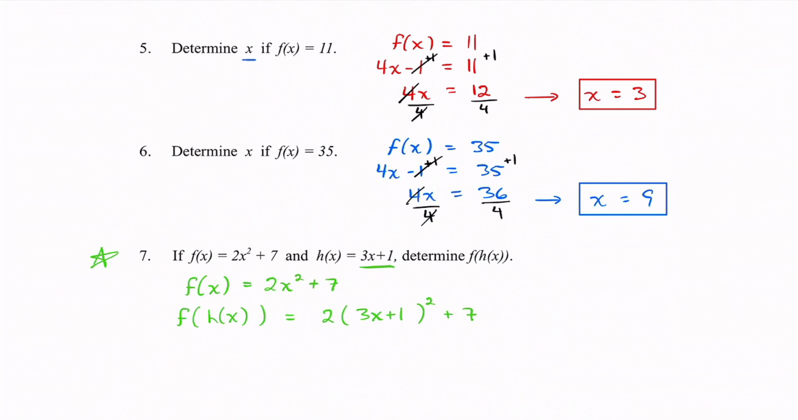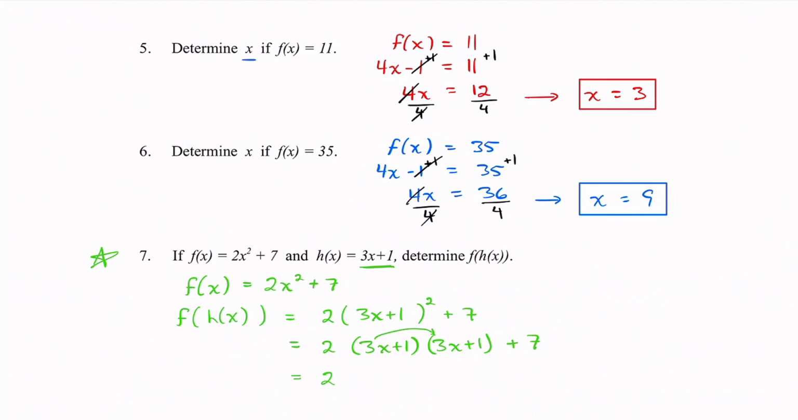Now I can just simplify, and then I'll be done. So I'm going to keep this 2 in front. I'm going to do this squaring. Squaring means that we are going to write out what's in the brackets twice. So it's 3x plus 1 times 3x plus 1. And then don't forget the plus 7. So we'll keep this 2 here, and then we can do our foiling with these brackets.